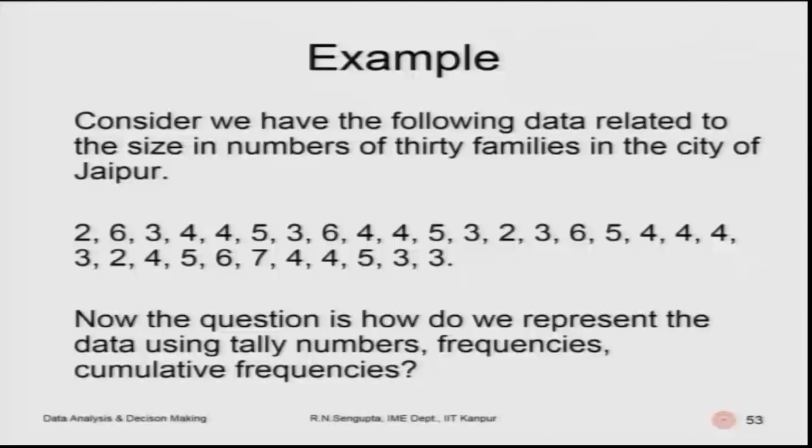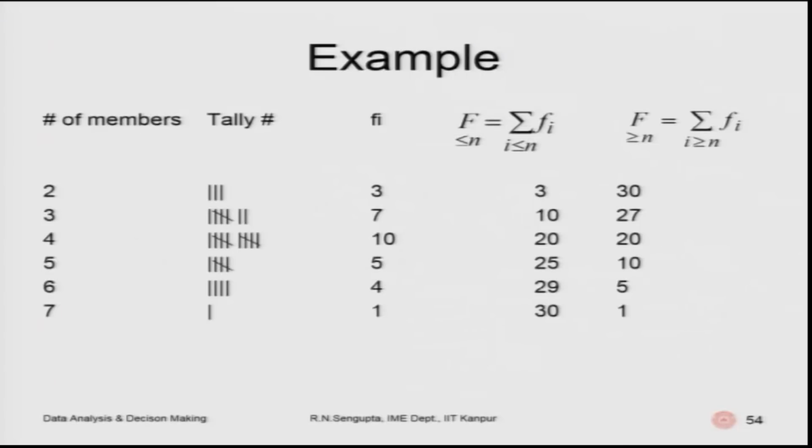So, consider the example. We have the following data related to the size and the numbers of 30 families in the city of Jaipur. They are given as numbers 2, 6, 3, 4, 4, so on and so forth till the numbers 3 and 3. So, now there are 30 families. Now, the question is how do we represent the data using the tally numbers, the frequencies or the cumulative frequencies. So, this is how we do it.